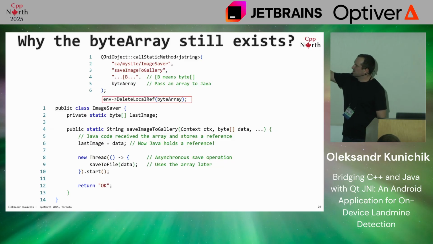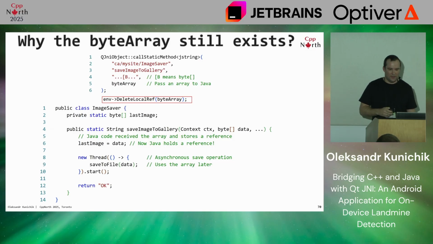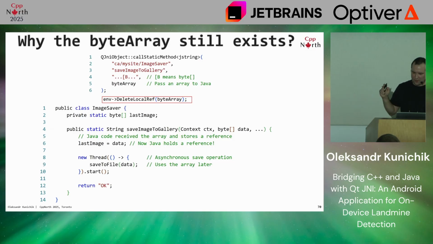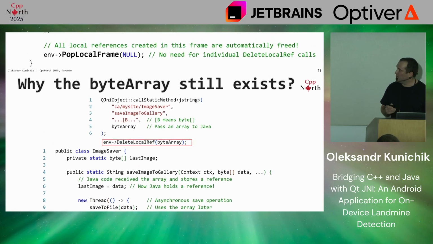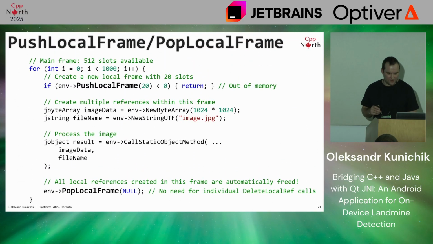So after this point, we no longer have control from C++. It lives in Java. DeleteLocalRef removes only the local reference table entry. The actual byte array object lives in the Java heap, and the garbage collector takes care of it.